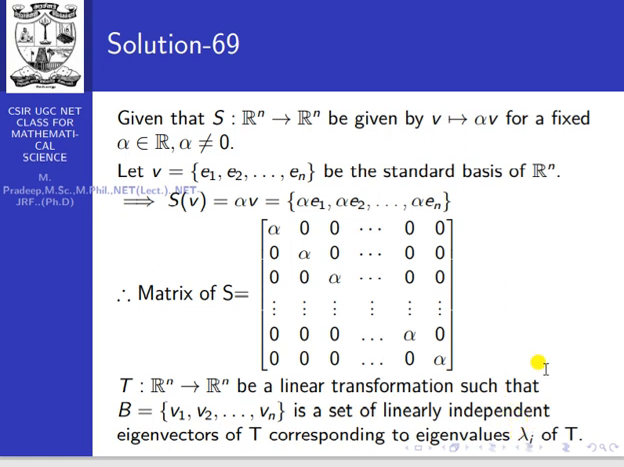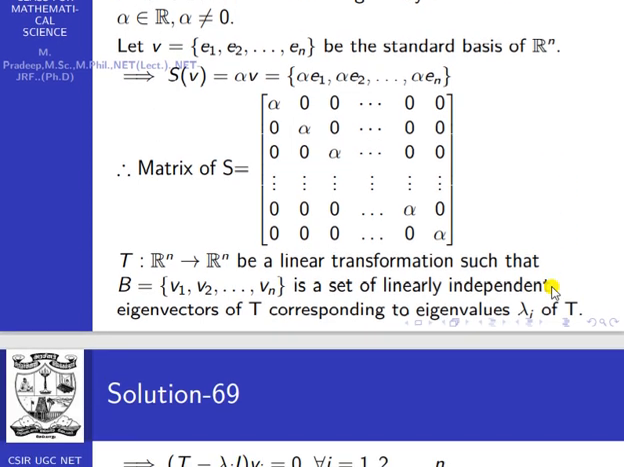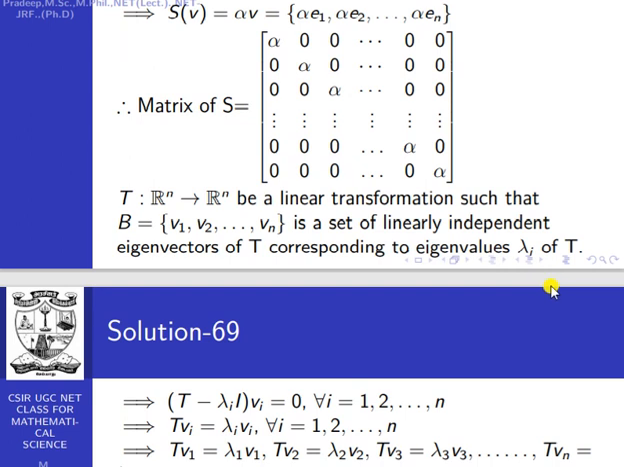The given hypothesis only says it is a set of linearly independent eigenvectors of T. I will choose that these correspond to some eigenvalue, which is considered as lambda i.